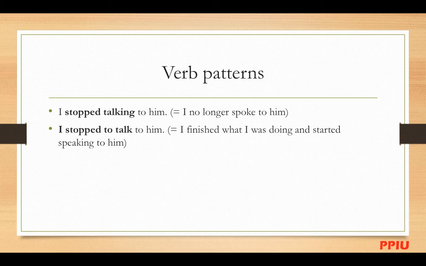You see the first one, I stopped talking to him, means I no longer spoke to him. And the second sentence, I stopped to talk to him, means I finished what I was doing and started talking to him. So you can see the difference. In the first sentence, the meaning is focused on stop, right? I stop. And in the second one, we may focus more on to talk, right? So you stop doing something and you talk to someone else.